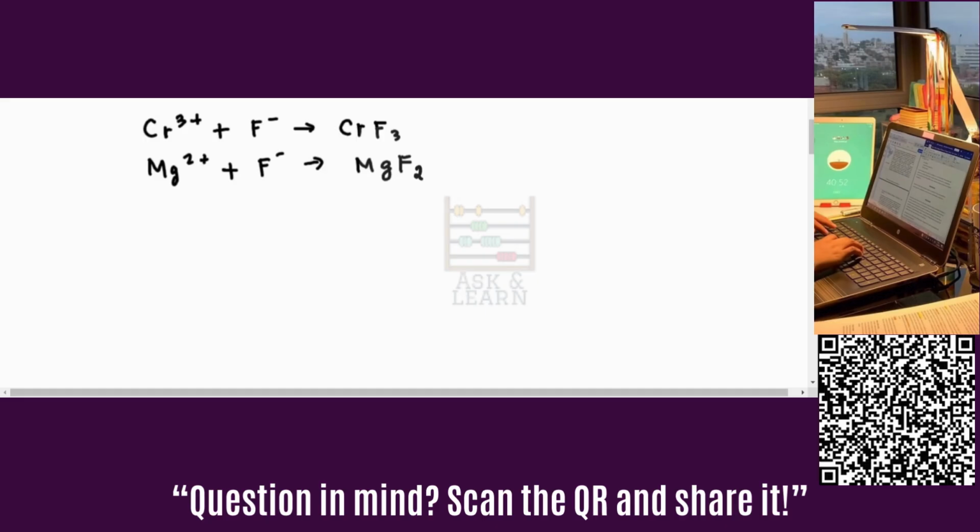So since we find 3F in the first equation on the right side, we must add 3 as a coefficient of F minus in the first equation, and 2 in front of F minus in the second equation. So from the first equation, we see that 1 mole of Cr3 plus reacts with 3 moles of F minus. So we are basing this on the coefficients of the said ions in the balanced equation.